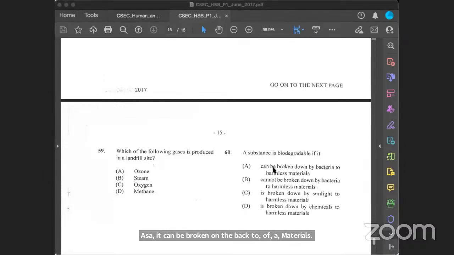So you gotta be careful with these questions, guys. Don't just jump and choose an answer and ignore a particular word, right?